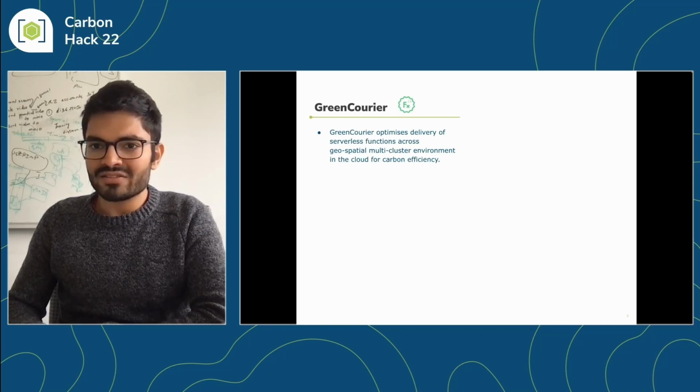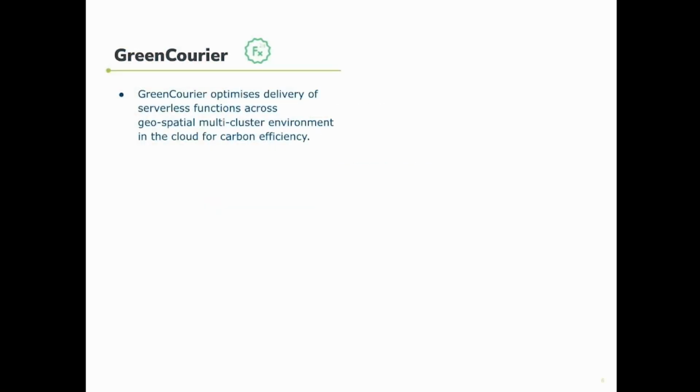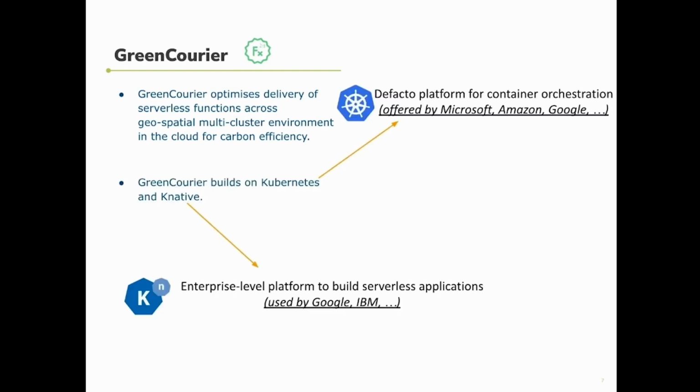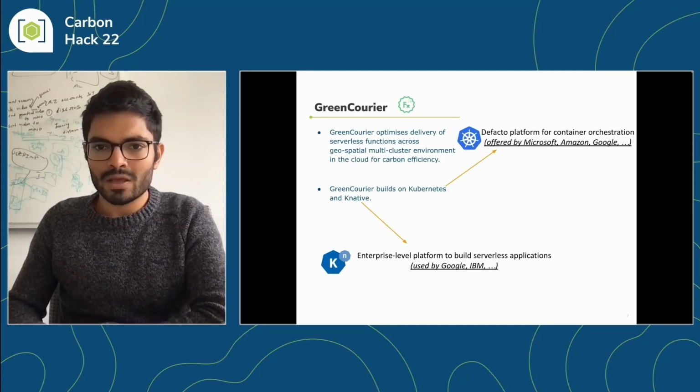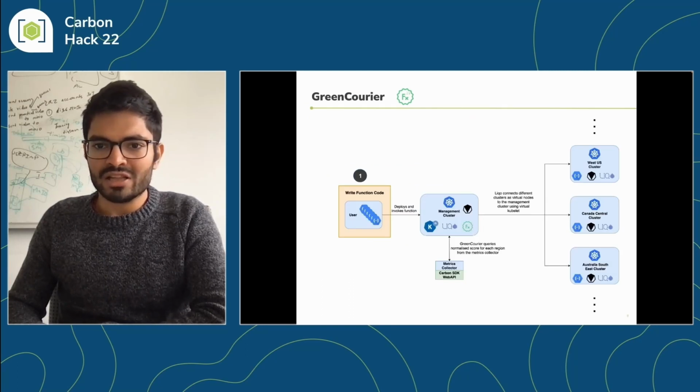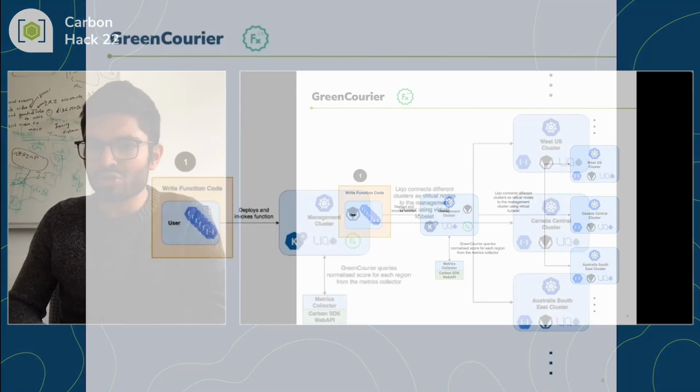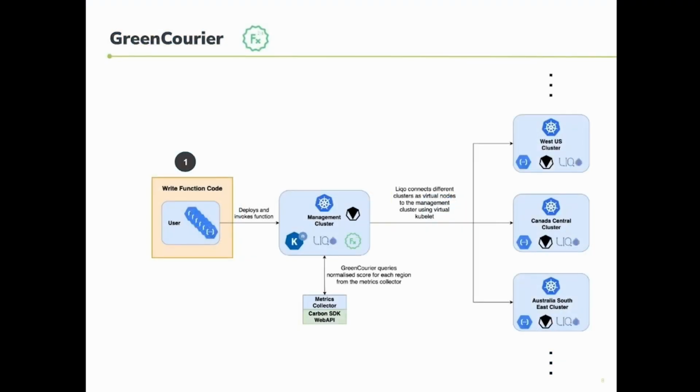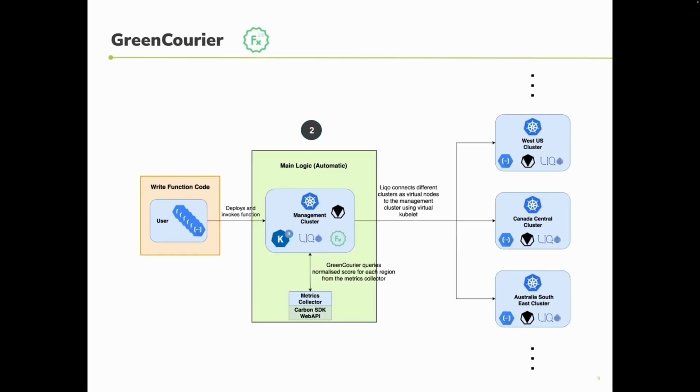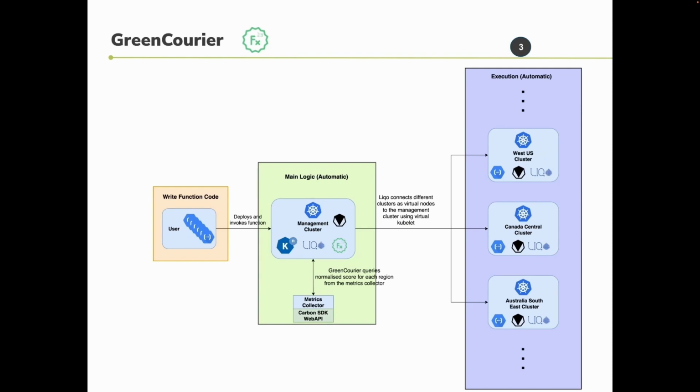Green Courier optimizes the scheduling of serverless functions across geo-distributed cloud clusters. It builds on Kubernetes, which is the de facto platform for container orchestration, and Knative, which is an enterprise-level platform for building serverless applications. Using Green Courier is simple. In the first step, the user writes function code in programming languages such as C++, Java, Node.js, or Go, and deploys and invokes them on a management cluster. Following this, Green Courier obtains information from the Carbon SDK about the most carbon-efficient region and schedules the function there. Finally, the function is executed in the region selected in the previous step.